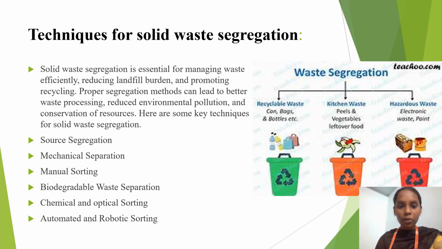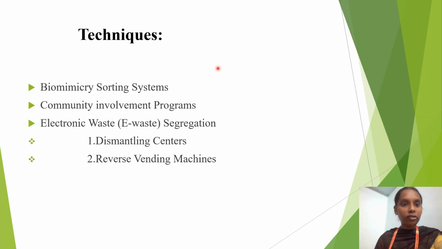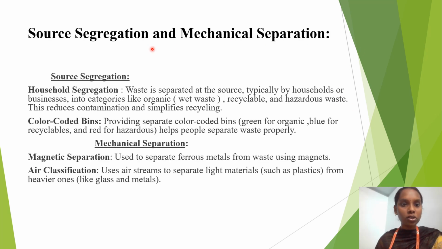Then automated and robotic sorting. Next techniques are biomimicry sorting systems, community environment programs, and electronic waste, that is e-waste segregation. There are two types of classification in electronic waste segregation: dismantling centers and reverse vending machines. Next, coming to source segregation and mechanical separation.